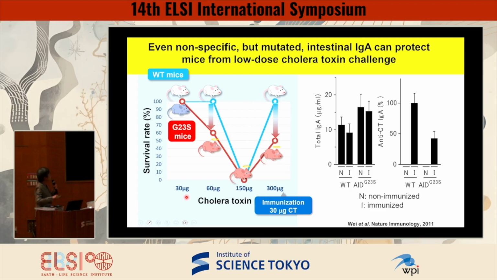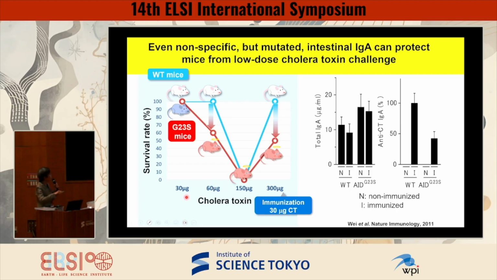But for example, this is the lethal dosage, but if we immunize these mice with a small amount of cholera toxin 3 weeks before, wild-type mice can survive a twice higher lethal dose. But the G23S mice happily died. It's also reasonable. But what is interesting is at 60 microgram. These mice have never been exposed to cholera toxin.